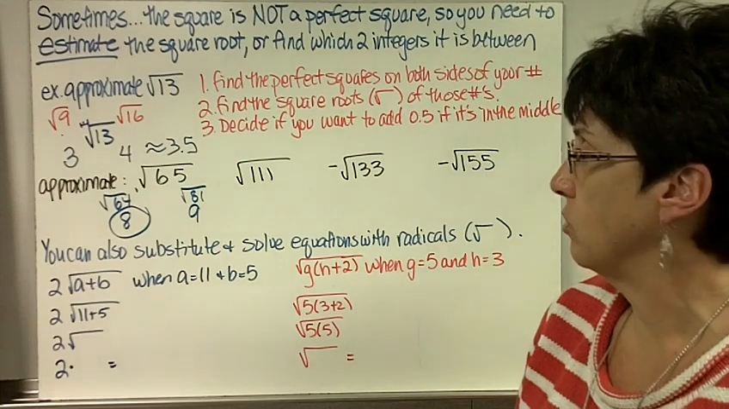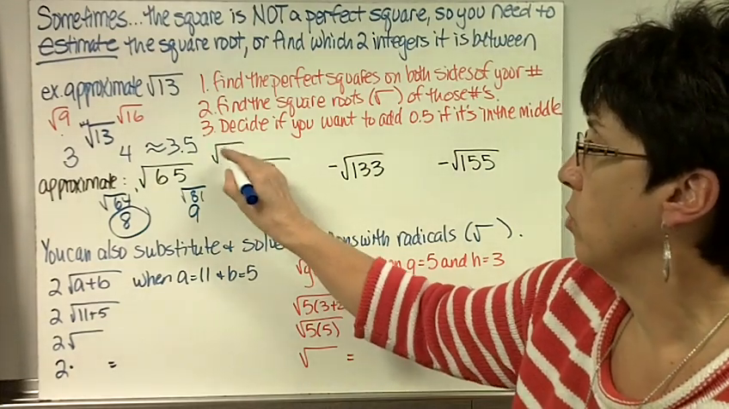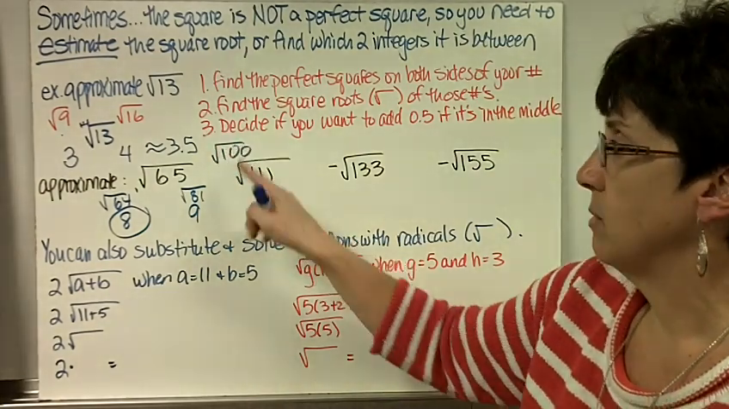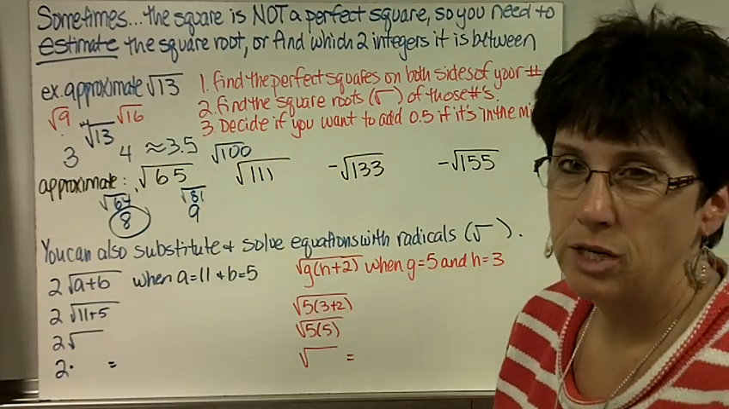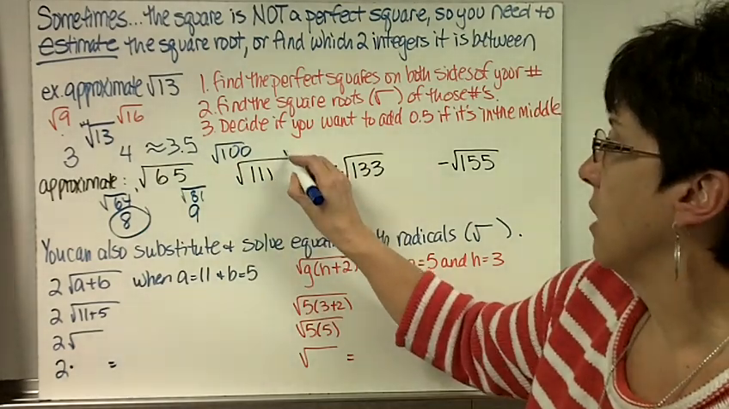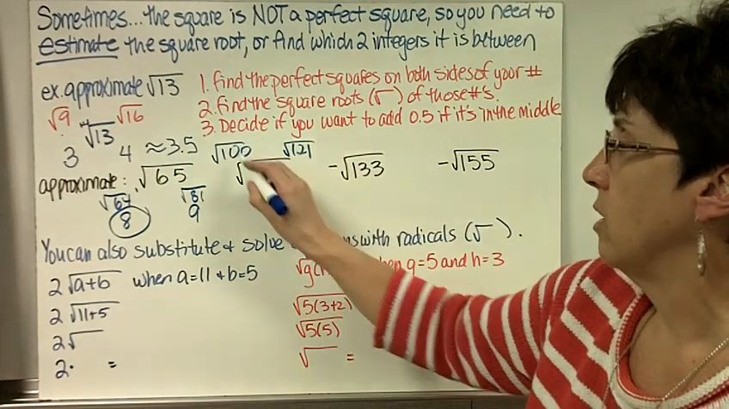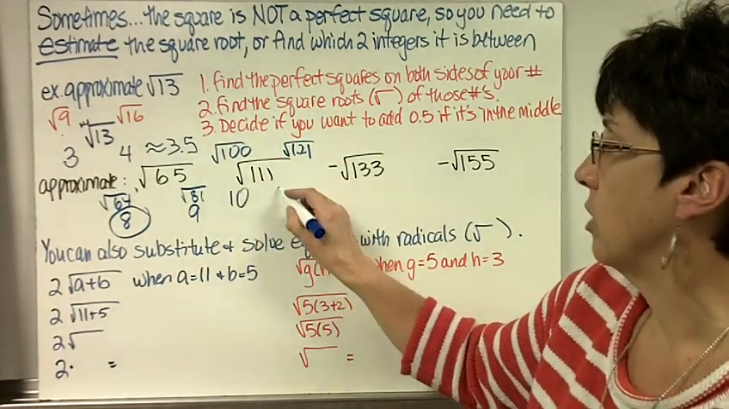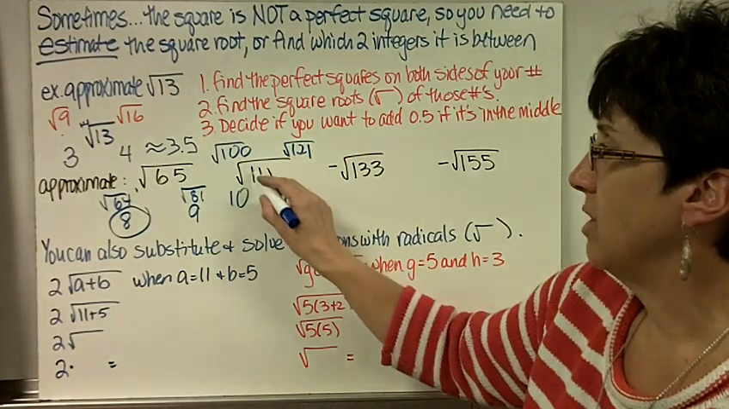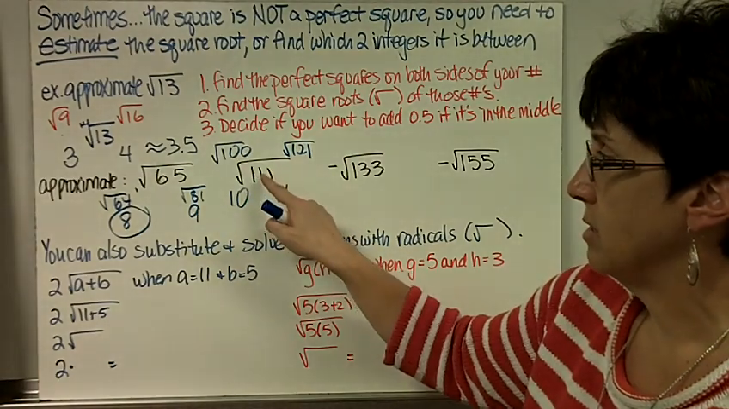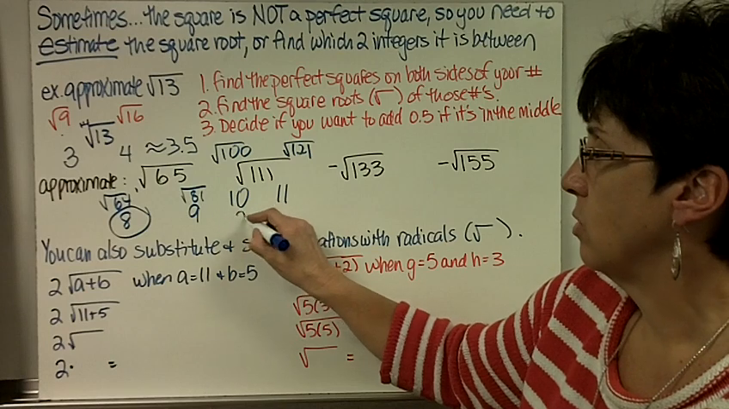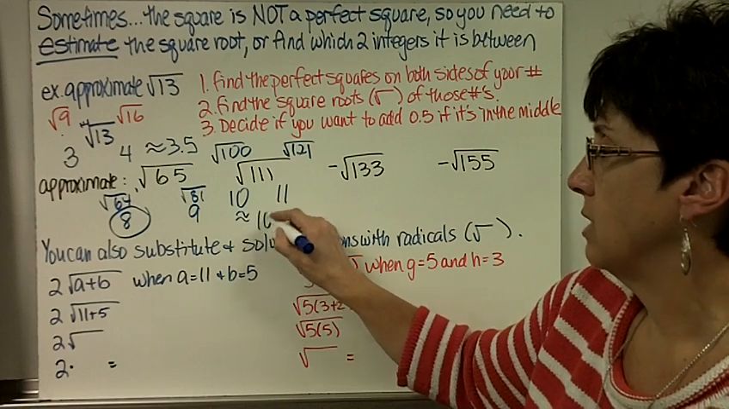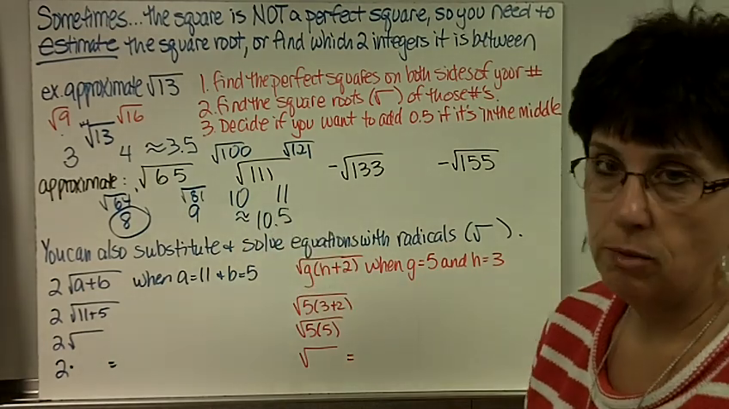How about the square root of 111? Well, I know we have 100 on this side. Sometimes I write it above, sometimes I write it below, depending on my space. And then 121. The square root of 100, 10. The square root of 121 is 11. Well, here it's 11 from this and 10 from that. So this one I would say is approximately 10 and a half. Let's do a couple more.